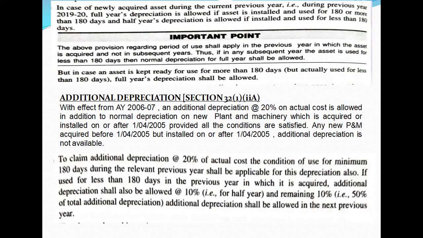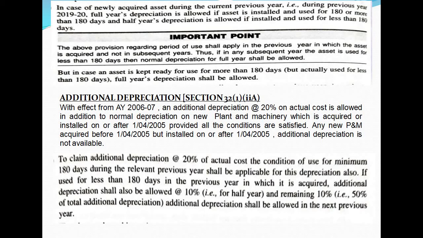So to make it simple, it means that any new plant and machinery which is acquired after the assessment year 2006-2007 will be allowed an additional depreciation at the rate of 20%, in addition to the normal depreciation. But to claim the additional depreciation at the rate of 20% of the actual cost, the condition of use for minimum 180 days during the relevant previous year shall be applicable for this depreciation also. So if used for less than 180 days in the previous year in which it is acquired, then additional depreciation shall be allowed at the rate of 10% only for half year, and the remaining 10% shall be allowed in the next previous year.